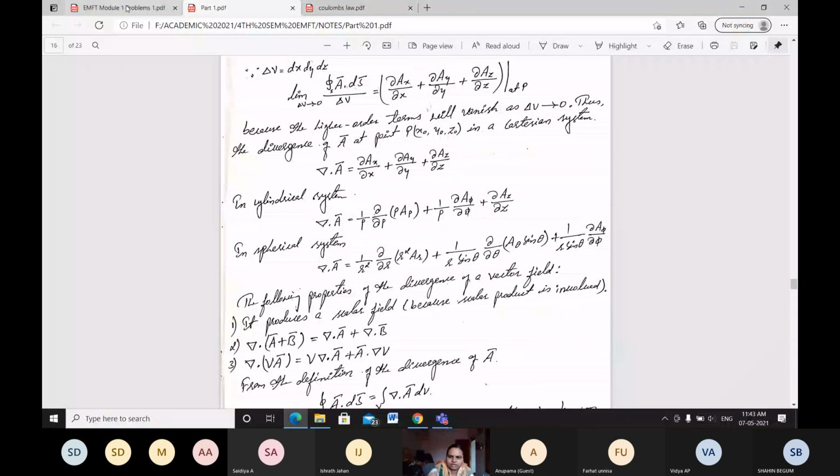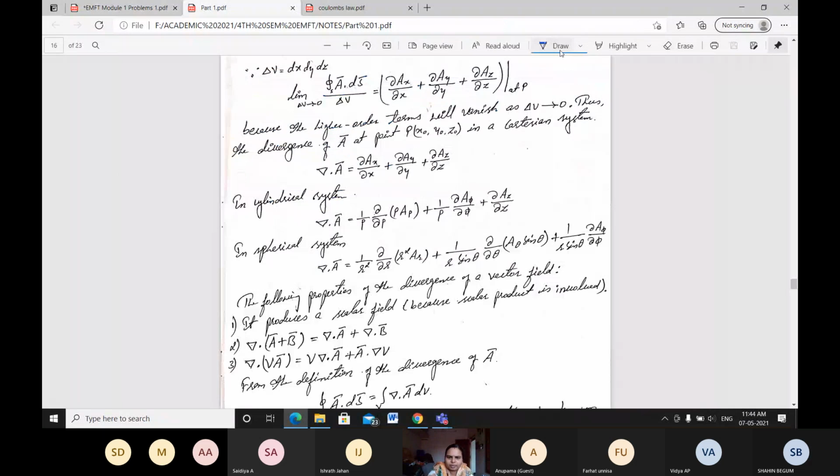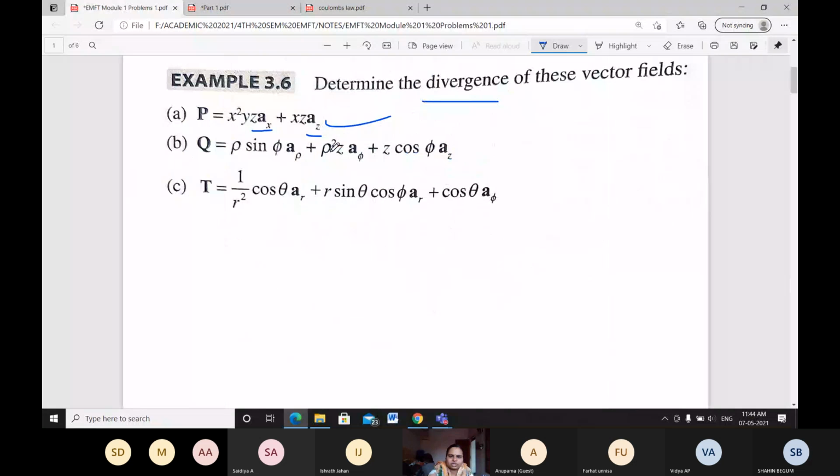Determine the divergence of these vector fields. For the first, P is equal to x squared yz ax plus xz az. For this problem, we have to find the divergence. First, you have to check which coordinate system it is. Observe here, it is varying as ax, az, means it is a Cartesian coordinate system. For that reason, you have to use this formula so that you will get the divergence of this.